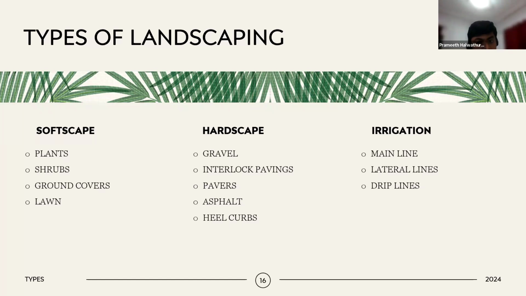But without the irrigation work, we cannot work for the landscaping. There are no other types, but I split out the irrigation work like this: main line. We can use some drip line or lateral line. The drip line and the lateral line are the same. We also have the drip tubes. I will explain one by one.